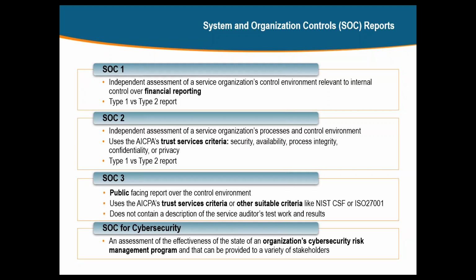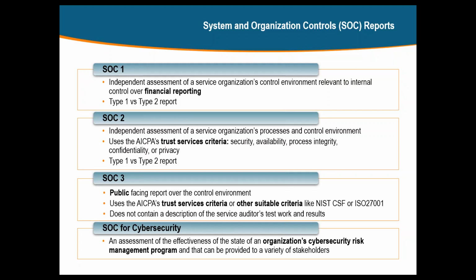type 2. A type 1 assesses the design of controls at a point in time. However, it does not test the controls to make sure they are operating effectively. A type 2 report requires the auditor to test the controls over a certain period of time, such as 6 months to a year. Type 2s are much more useful, and if a cloud vendor only has a type 1 report, it could be a red flag that maybe their controls are not operating as designed.